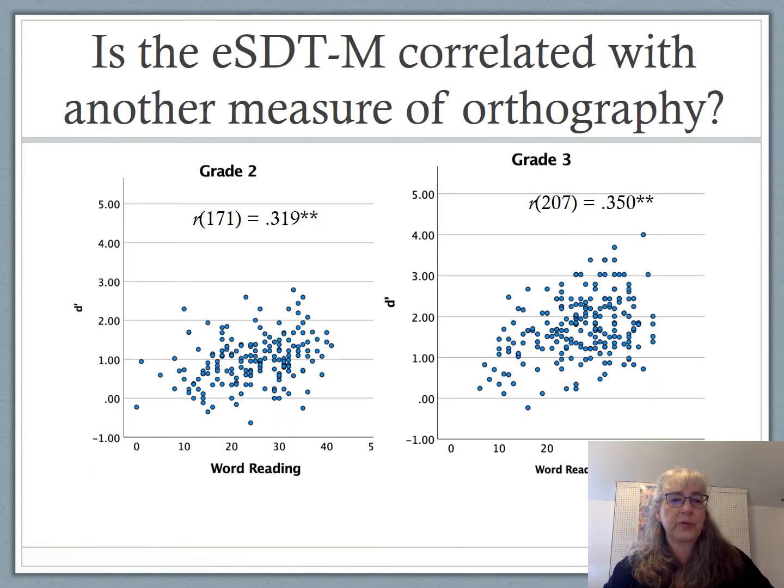These graphs show the correlations between word reading on the x-axis and math orthography D prime score on the y-axis. As you can see, in both grade 2 and grade 3, there is a moderate relationship that's statistically significant between the two variables. I'd also like to point out, though, that there are a number of children, especially in grade 2, whose performance is essentially guessing. So there's still a lot of room for change and improvement on this measure at this age level.